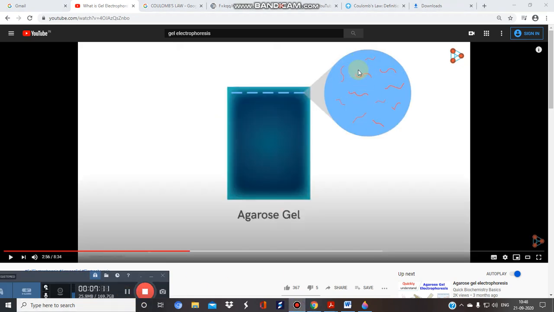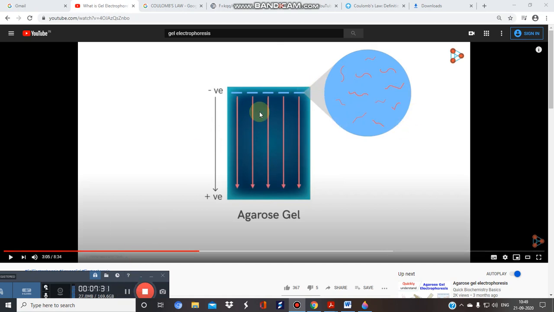Suppose you have taken the different DNA fragments and loaded the sample on your gel. Suppose these are smaller fragments, these are larger fragments, and they are of different sizes, of course. When we apply an electrical field, this charge will help in the mobility of these fragments. But not all the fragments will move at the same pace, because the fragments which are heavier, that is larger in size, will move at a slower pace as compared to the smaller ones.